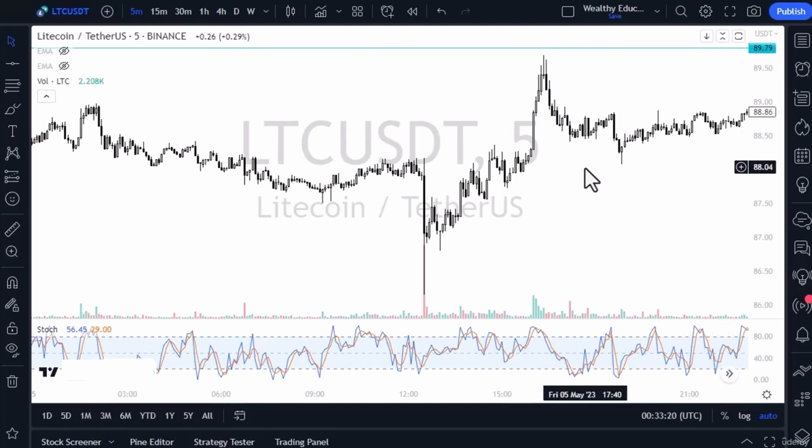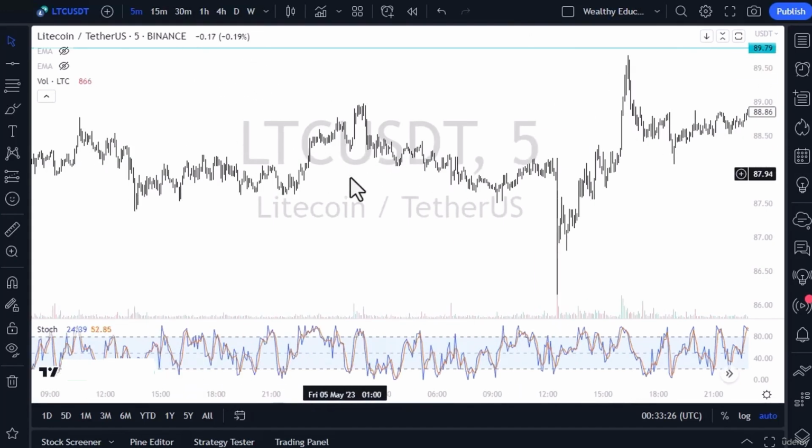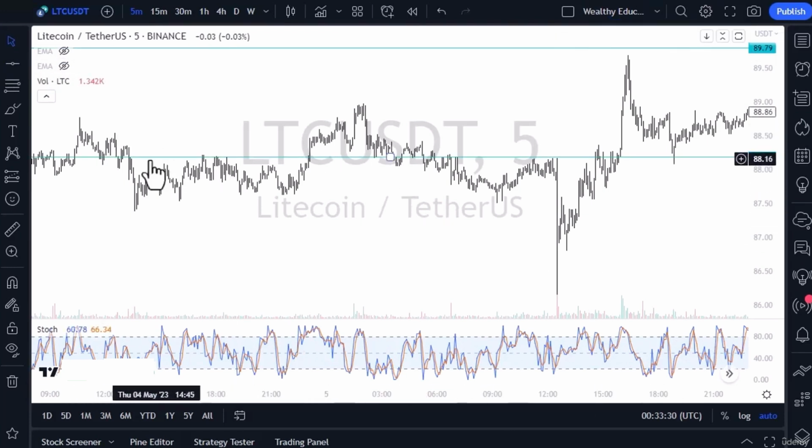Again, there are a lot of other things that you can put into the picture. The resistance, obviously. You could take a look at this. Support resistance here, and that's exactly where we ended up.